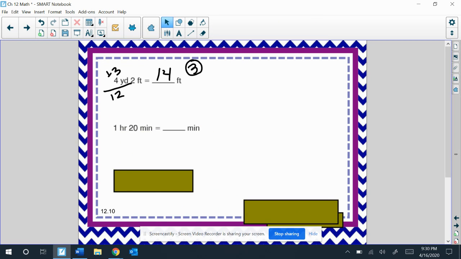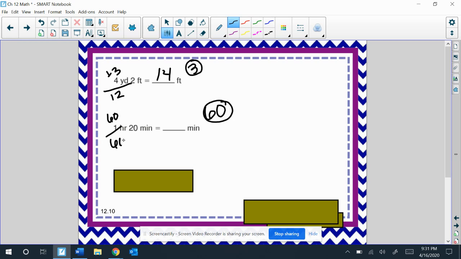Give this one a try. All right, let's see how you did. Minute, hour. I'm going to put 60 in the corner. I have minutes already, so I'm good there, but 1 hour is not. I'm going to multiply 1 hour by 60. That gives me 60. 60 plus 20 is 60, 70, 80. My answer is 80 minutes.